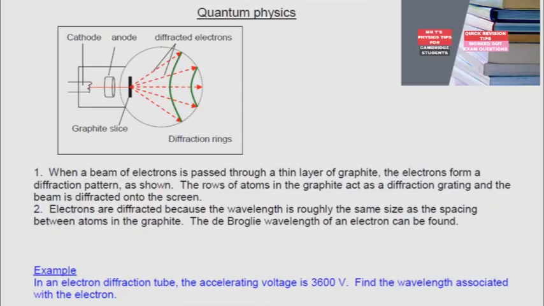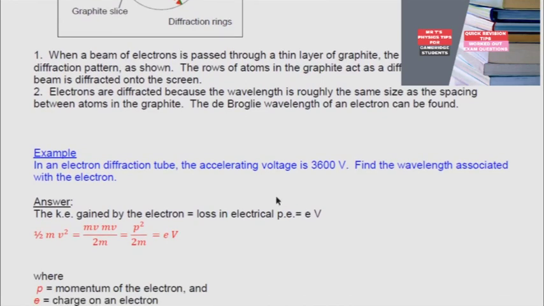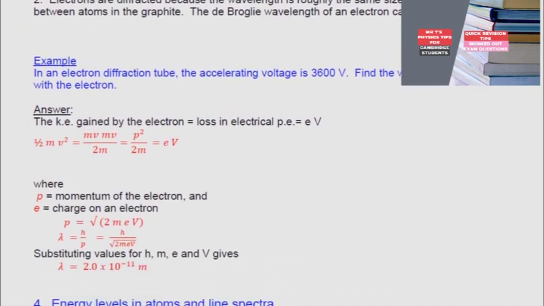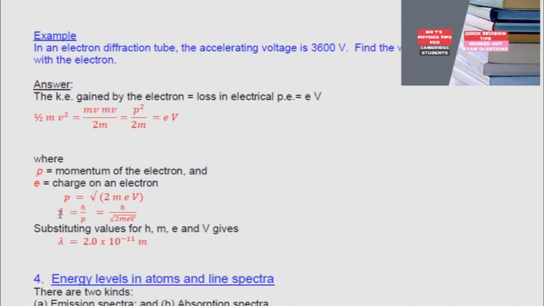Now let's look at this example here. In an electron diffraction tube, the accelerating voltage is 3,600 volts. Find the wavelength associated with the electron. Kinetic energy is equal to eV, and kinetic energy is also momentum squared over 2m. You equate that to eV, then equate that to the deBroglie at the end. So the deBroglie wavelength is lambda equal to h over p. Substituting values of h, m and so on, we get lambda is that. There are many ways of doing this in actual fact. You could work that separately and then find the wavelength right at the end there.